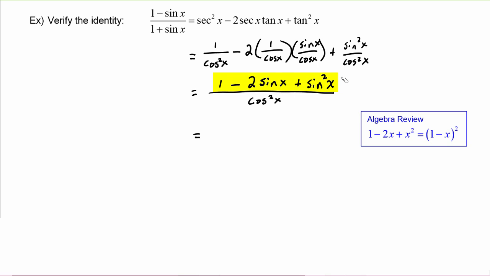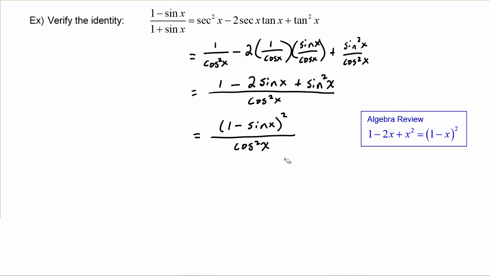And here again, you want to notice that the numerator is a perfect square trinomial in this form, which means it will factor to be 1 minus sine of x quantity squared. And in the denominator, we have a cosine squared of x. Now, we could work on this cosine squared of x and try to change it into sines, or since we just did that in a problem recently, I'm going to show you how you could now work the left-hand side into the right-hand side that we have here.